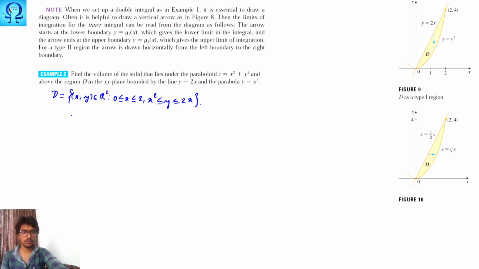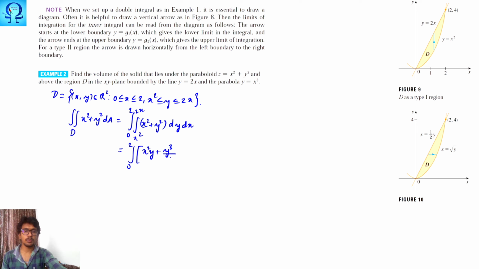Okay, this is what we have. So the integral over D of x square plus y square is the integral from 0 to 2, integral from x square to 2x of x square plus y square dy dx. When you integrate with respect to y, you are going to get x square y plus y cube upon 3, over x square to 2x, dx.